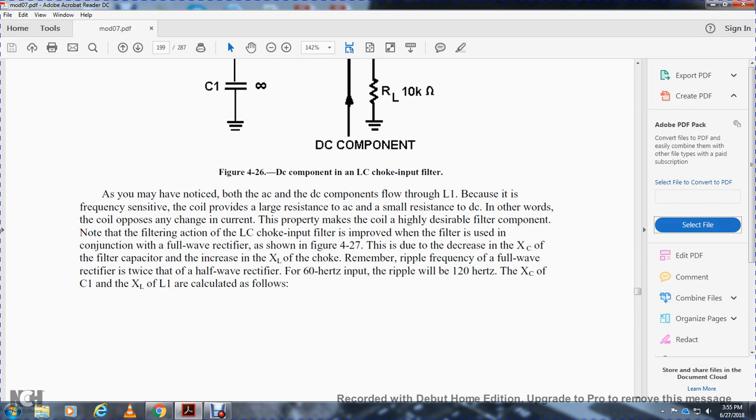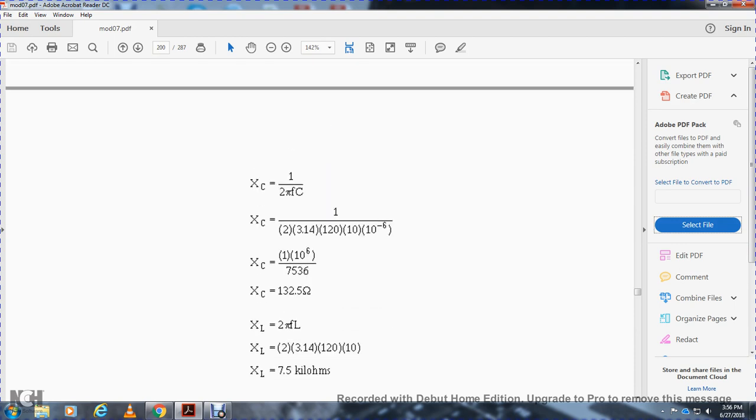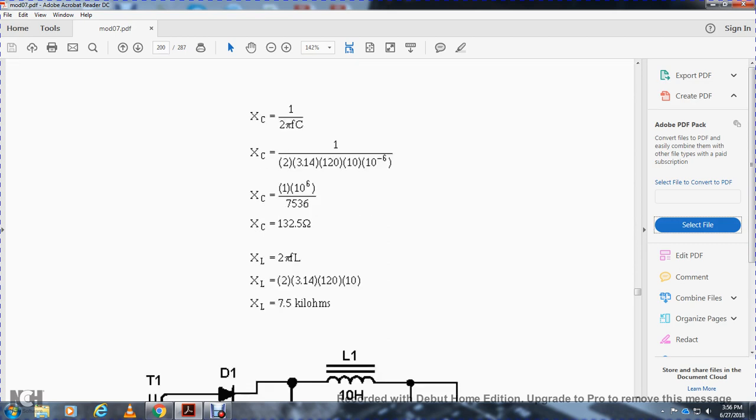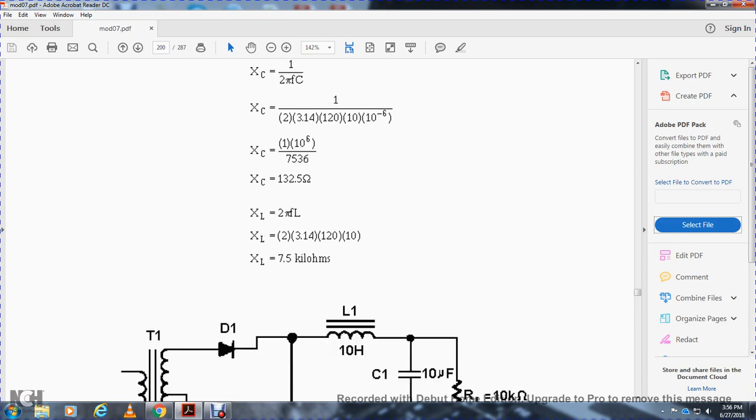The filtering depends on the capacitive reactance of the filter capacitor, the inductance, the capacitance, and the load resistance. Remember, the frequency of a full wave rectifier is twice that of a half wave rectifier: 60 hertz ripple becomes 120 hertz. The capacitive reactance of capacitor C1 and the inductive reactance of L1 are calculated as follows. Capacitive reactance is equal to 1 over 2 pi times frequency times capacitance, which gives 132 ohms. Inductive reactance is equal to 2 times pi times the frequency times inductance, which gives 7.5.